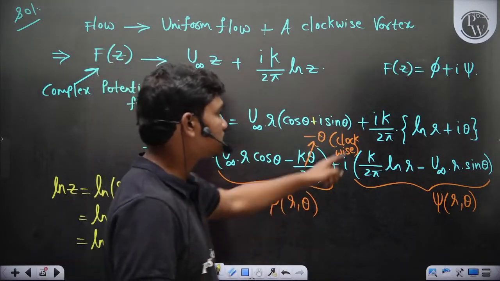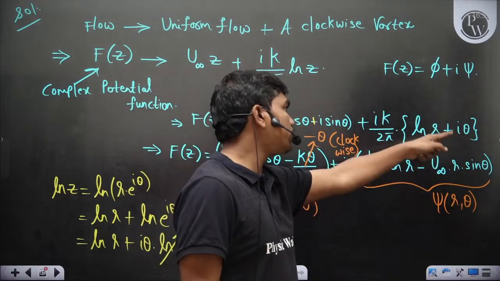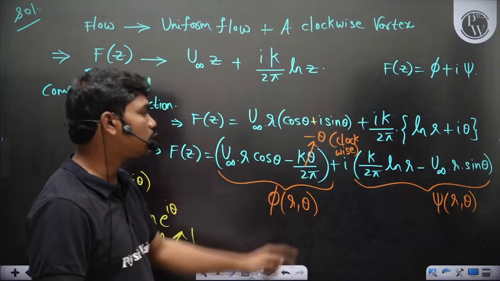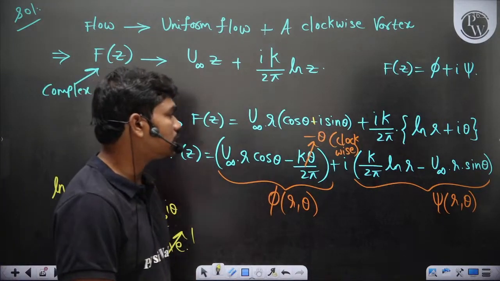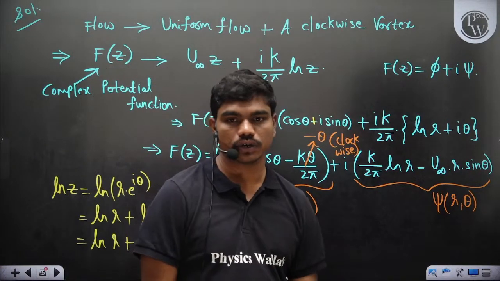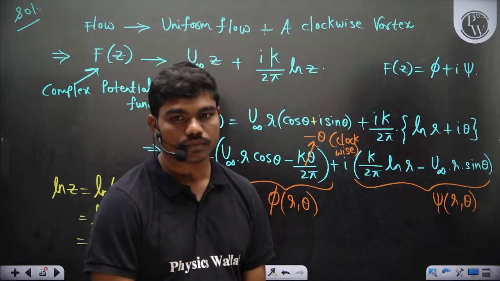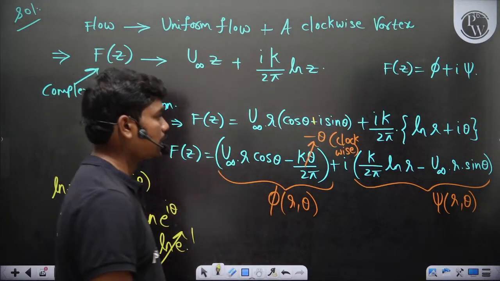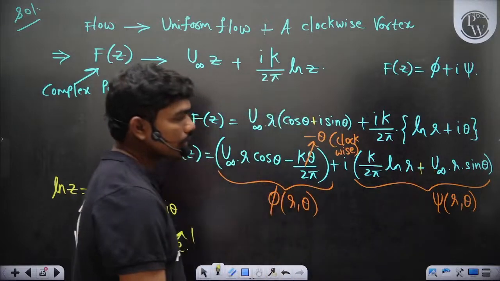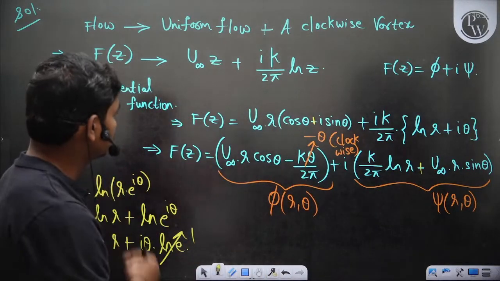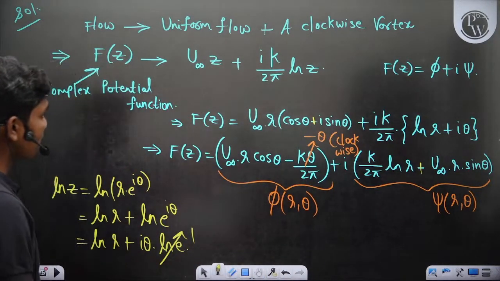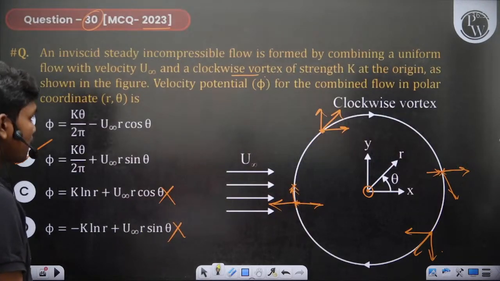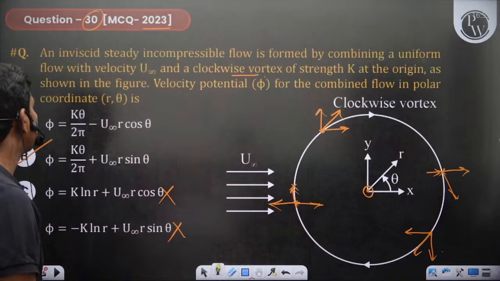r cos theta plus ik by 2 pi into i theta, so i into i is minus 1, but here since the vortex is in the clockwise sense, we have taken theta to be minus theta, so u r cos theta plus k theta by 2 pi is what you are getting. Okay, plus i sin theta, yeah, this should be plus i sin theta. Okay, that's the stream function actually. Okay, yeah, that's the correct answer then.